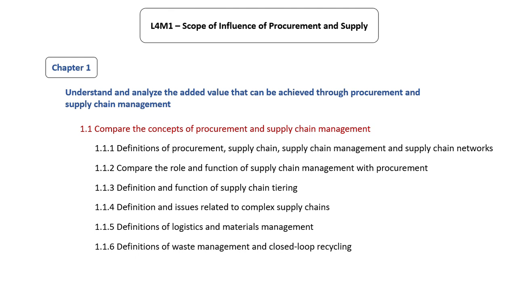The second point, 1.1.2, compare the role and function of supply chain management with procurement. The third point, 1.1.3, definition and function of supply chain tiering. The fourth point, 1.1.4, definition and issues related to complex supply chains. The fifth point, 1.1.5, definitions of logistics and materials management. Finally, the sixth point, 1.1.6, definitions of waste management and closed-loop recycling.